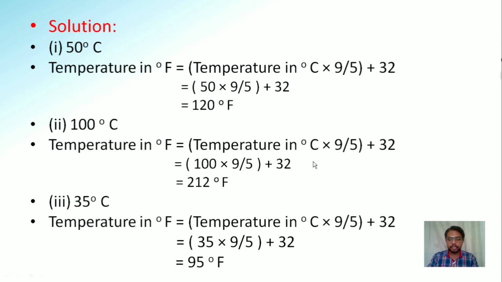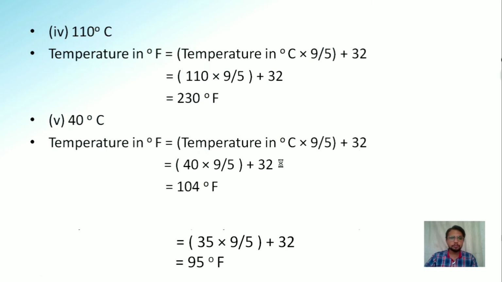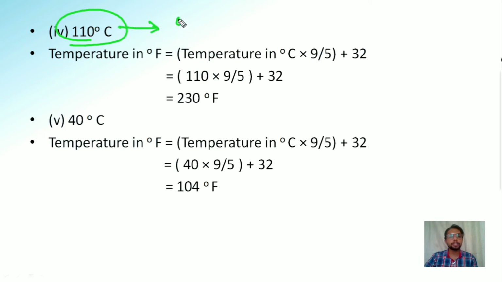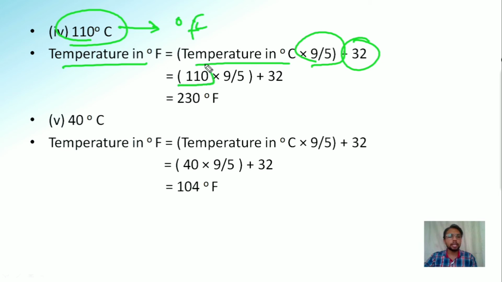Yes, moving towards the next one now. Fourth one, that is 100 degrees Celsius. Now what am I going to do is, 100 degrees Celsius I wanted to convert it to a degree Fahrenheit. So temperature in Fahrenheit is equals to temperature in degree Celsius into 9 by 5 plus 32. So then over here I am having 110 degrees Celsius into 9 by 5 plus 32. The answer is 230 degree Fahrenheit.